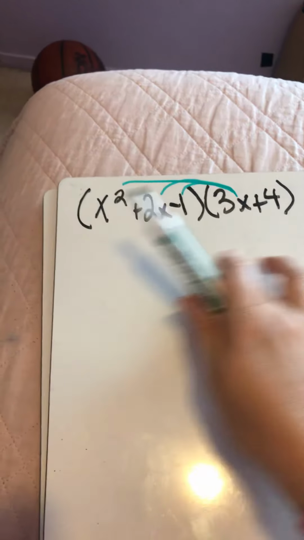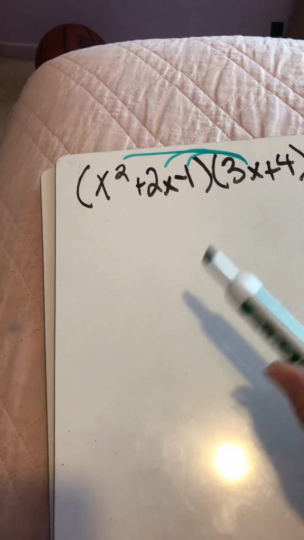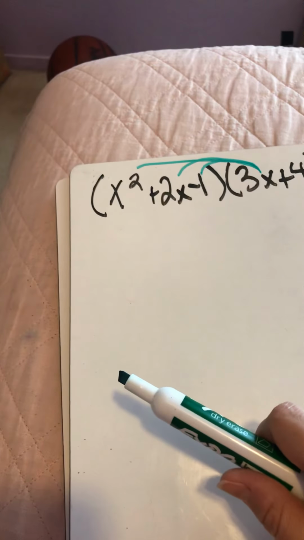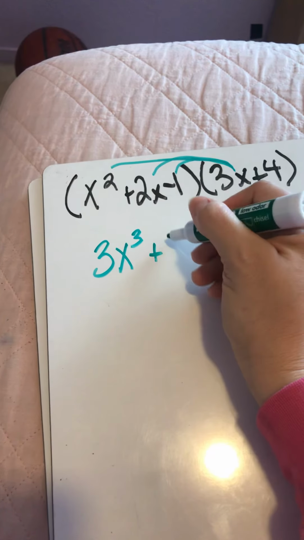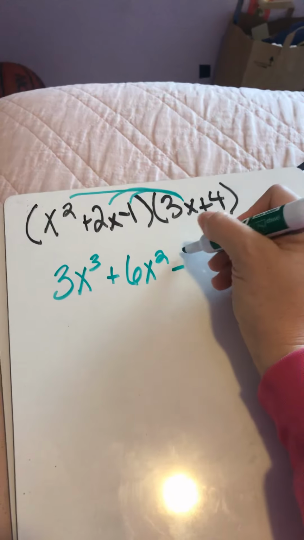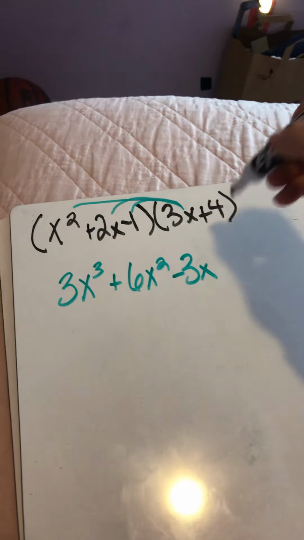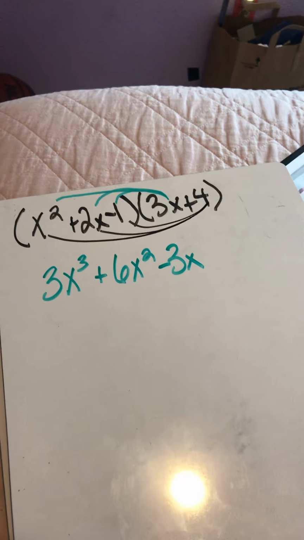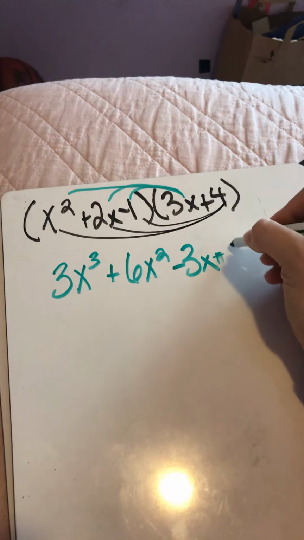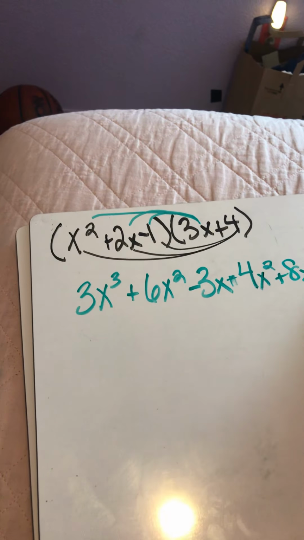Could you go this way with it? Sure, of course you could. I just want to make sure that my x squared gets to my 3, and my 2x gets to my 3, and my negative 1 gets to my 3. So that's going to give me a 3x cubed plus 6x squared, a minus 3x. Now I got to make sure my 4 gets through to all of these as well, so then I can combine them. My 4 is going to be a plus 4x squared plus 8x minus 4.